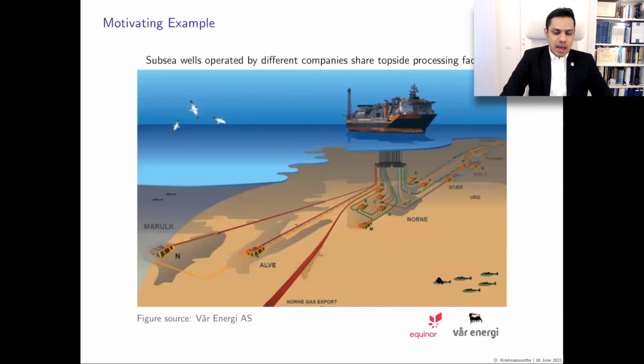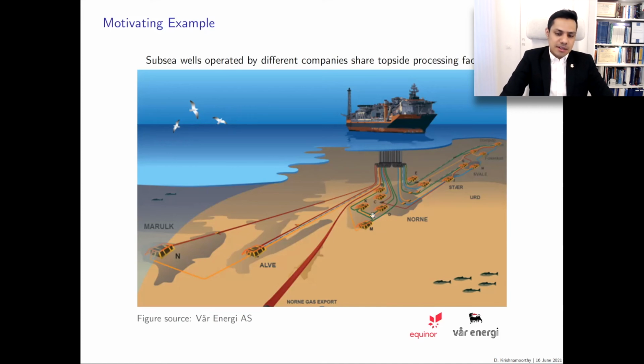Okay, so now we apply our proposed distributed feedback optimizing control on an offshore oil and gas production problem. Here the different subsea wells that are producing from different reservoir sections are operated by different companies, but they share the same topside processing facilities. So this can be seen as an industrial symbiosis system, right?